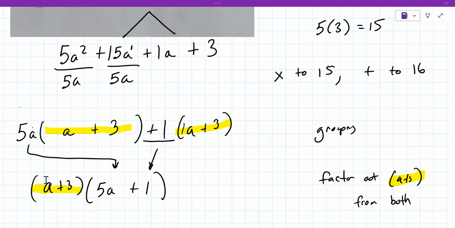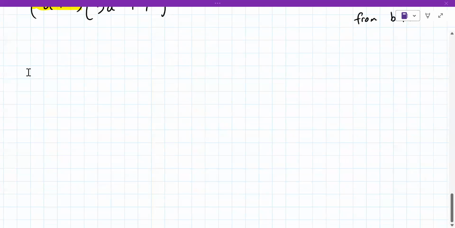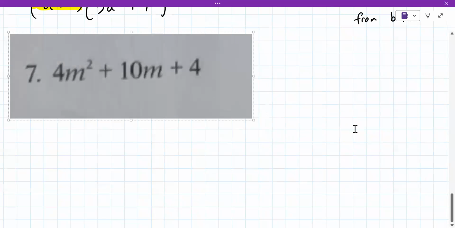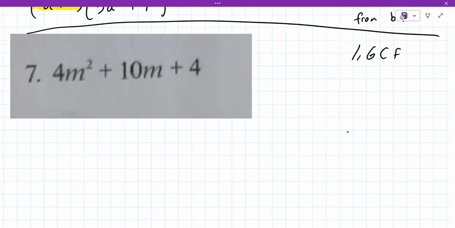I'm gonna grab another flashcard. Okay, keep going here. All right, so you always start with GCF factoring. You always hope that something can be reduced by either a number or a letter.